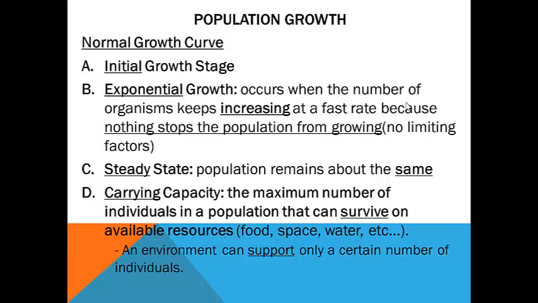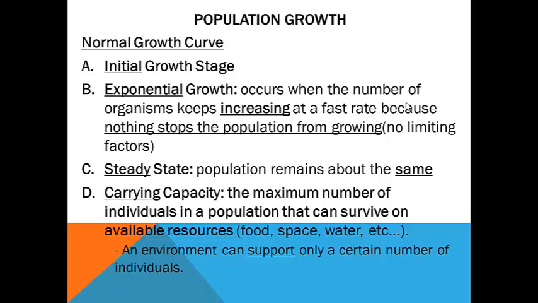All right, let's talk about the normal growth curve. There are these certain points we're going to talk about, and then we will see them on a chart or a graph on the next slide. The first, A, is going to represent the initial growth stage. B is going to represent the exponential growth, which occurs when the number of organisms keep increasing at a fast rate because nothing stops the population from growing, aka there are no limiting factors. The steady state is when the population remains about the same. It may increase a little bit, may decrease a little bit, but it remains basically about the same.